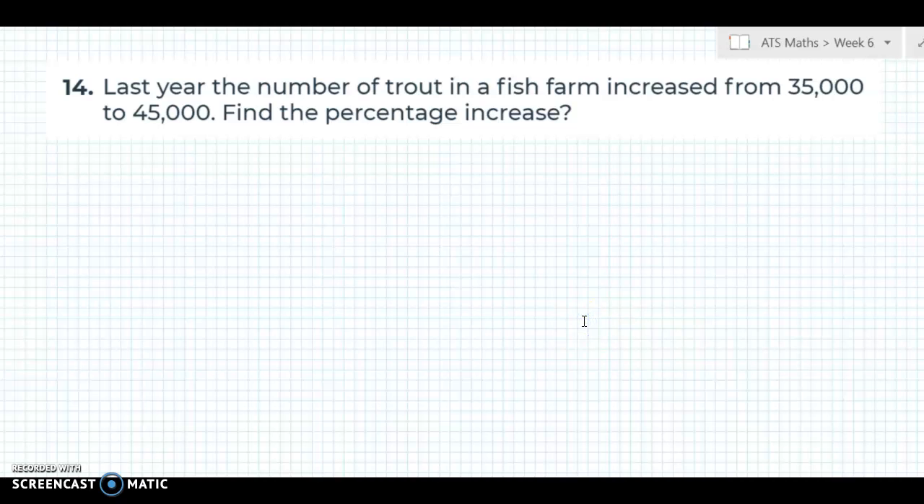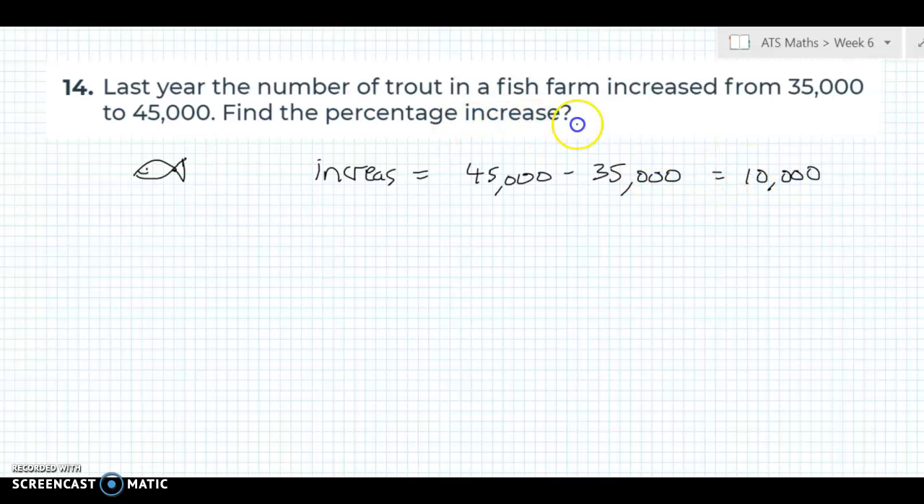Last year the number of trout in a fish farm increased from 35,000 to 45,000. Find the percentage increase. Well, first of all, what was the increase, right? Here's our wee trout. Anyway, the increase is going to be 45,000 take away 35,000. So there was 10,000 of an increase.